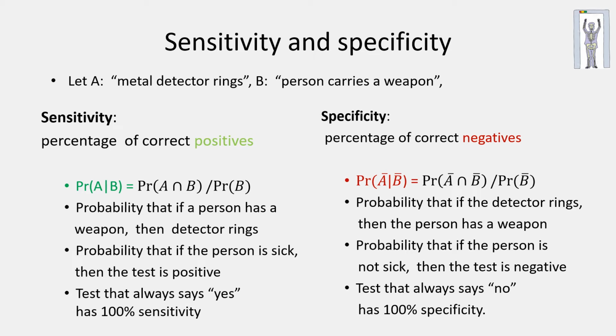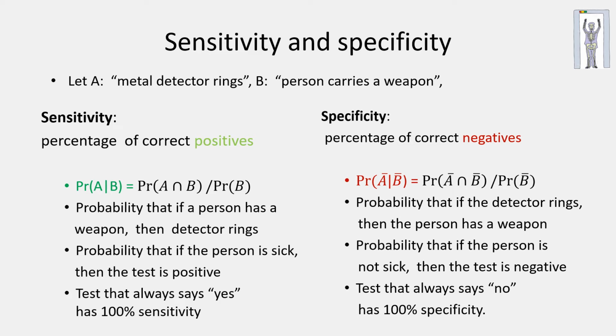So for that, we need the notion corresponding to the converse. And this is the notion of specificity or selectivity. When sensitivity talks about the percentage of correct positives, how good the test is at identifying a positive when there is a positive, specificity talks about the percentage of correct negatives. How good is the metal detector at not ringing when the person is not carrying a weapon?